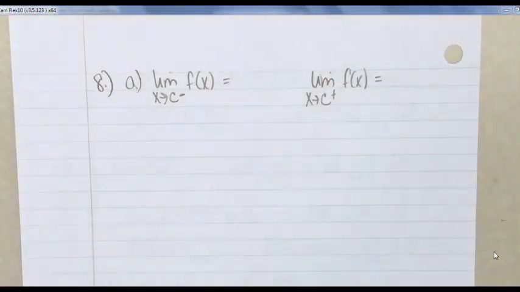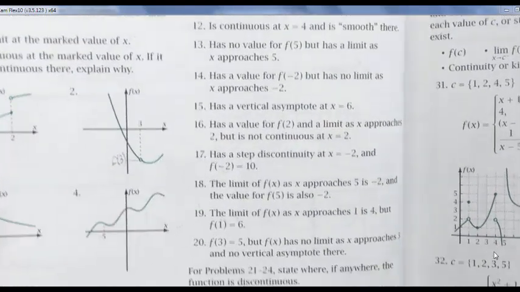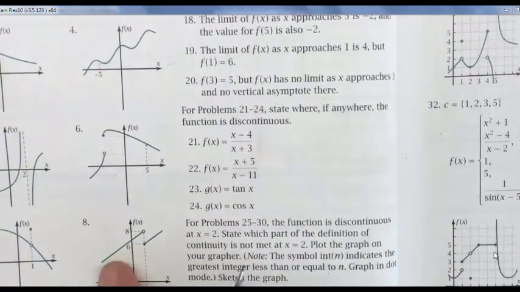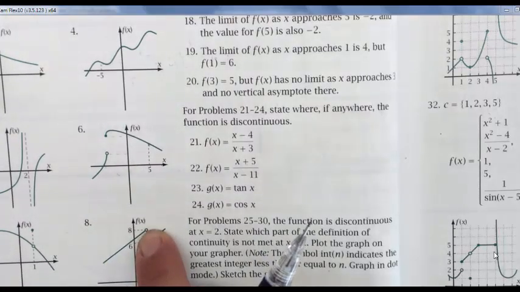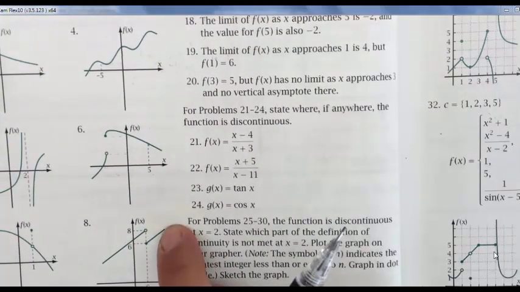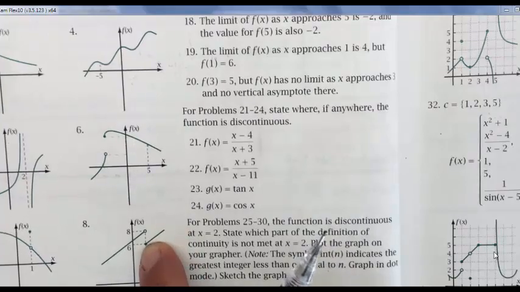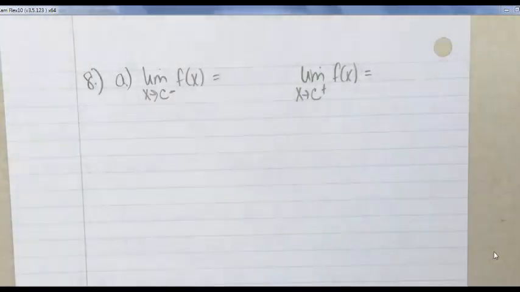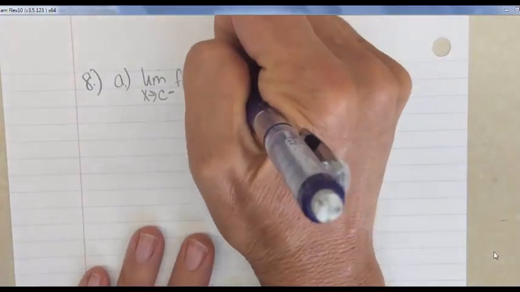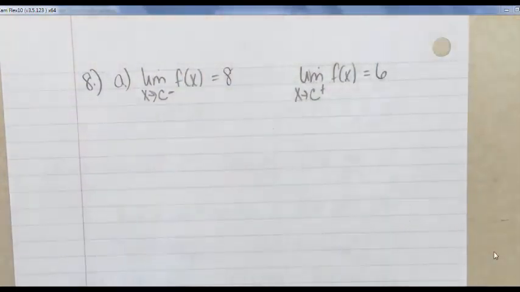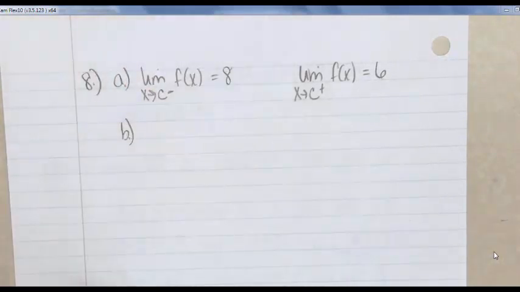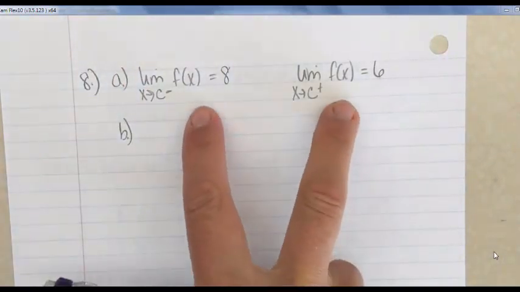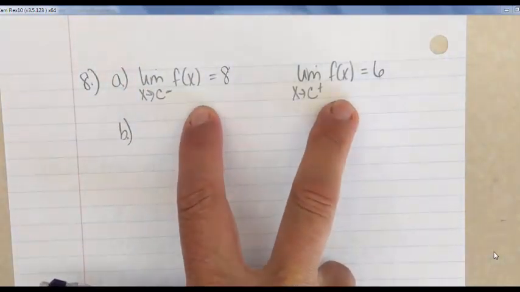Okay, so from the left, it appears that our output, or our limit, is going to be 8. And then from the right, it appears it's going to be 6. So this one's going to be 8, this one's going to be 6. So that means, is there actually a limit? Well, the right and the left-hand limits are different, so there is no limit.